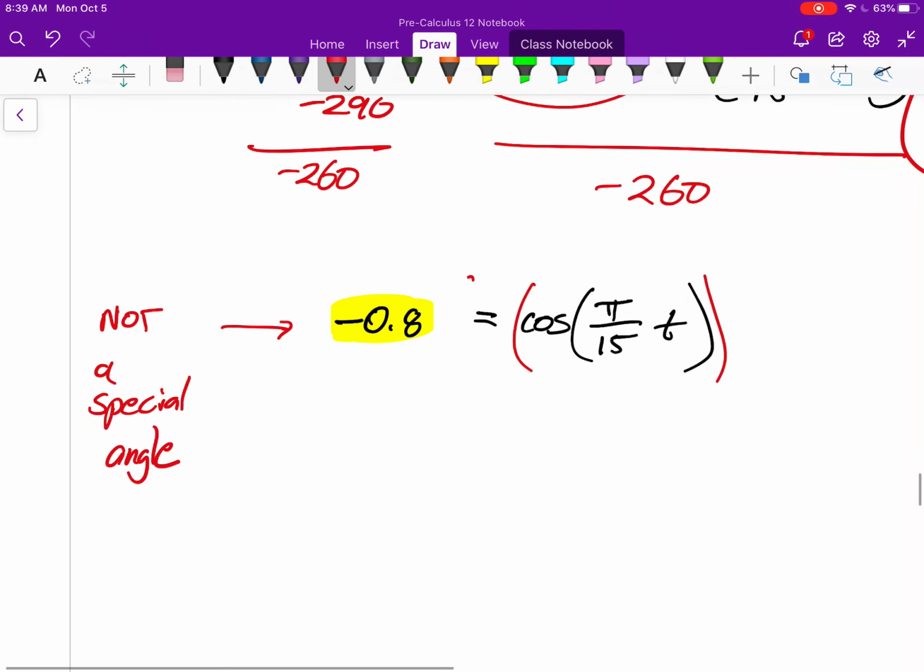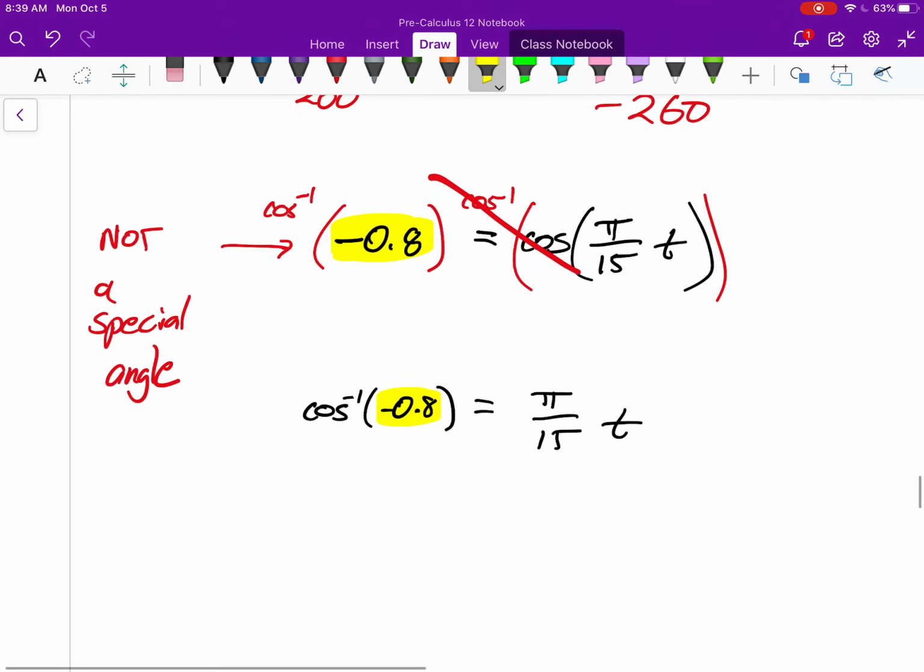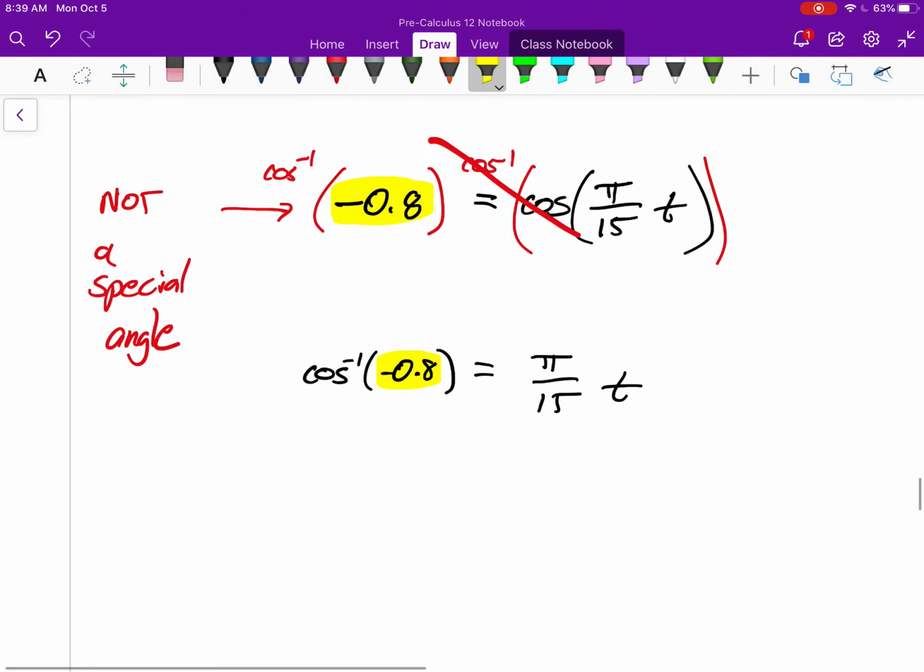All right, so I'm going to find the inverse cos of this side and the inverse cos of this side. Inverse functions cancel each other out, so all I have left is pi over 15 t on the right-hand side and the inverse cos of negative 0.8 on the left-hand side. And if I go to my calculator and type in the inverse cos of negative 0.8, it gives me 2.5 equals pi over 15 t. Notice it only gave me one value.